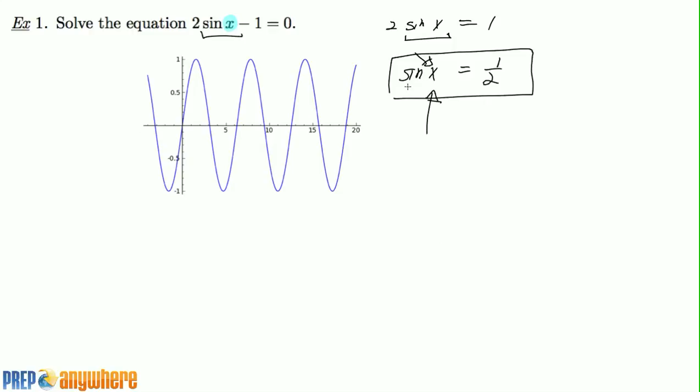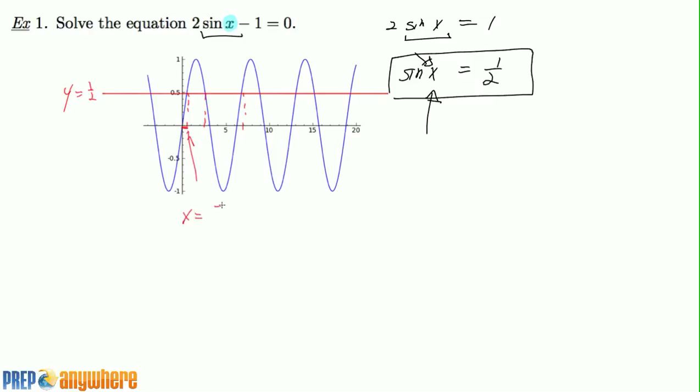Now from here, we can interpret this as: for what value of x will the y value of the sine of x equal half? So here's the picture of a sine curve. Here's half. You can see that's the equation y equals half, and because it's a periodic function, there are a lot of x values that give you the y value of half. So let's find this first one first.